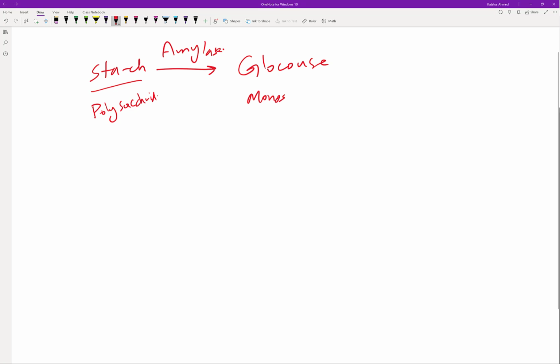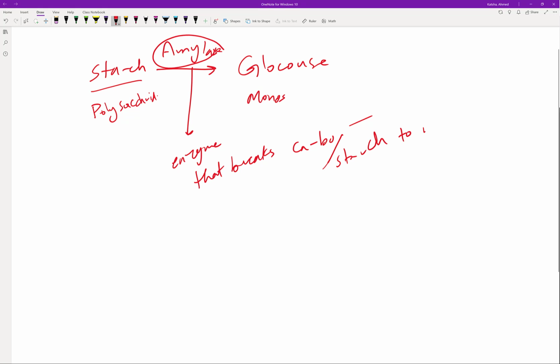Amylase is an enzyme that breaks down carbohydrates. In our example, it's going to break starch into monomers. This is the basic reaction we had in the assignments.